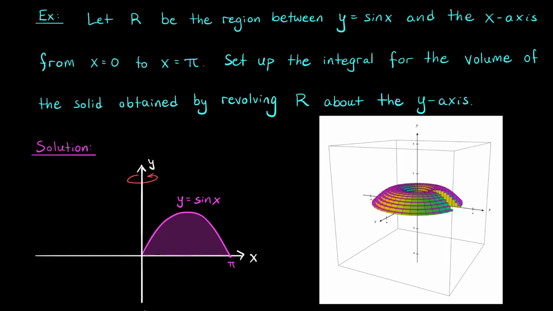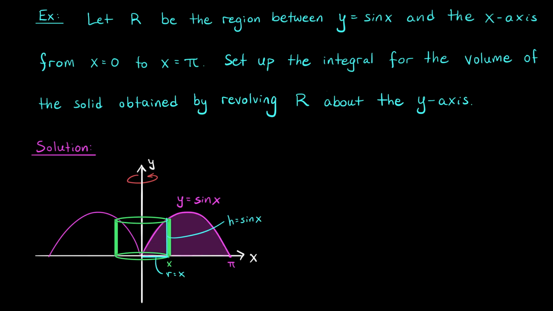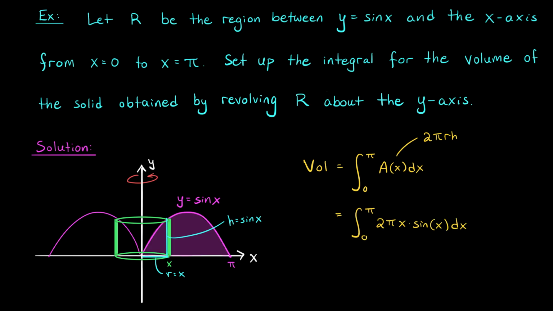Just as before, we're going to sketch the mirror image of our region on the other side of the y-axis, and we'll draw one cylindrical shell generated at some point x between 0 and pi. We can see from the picture that the radius of the shell is x, and the height of the shell is sine x. Thus, the volume of the solid is given by the integral from 0 to pi of A(x) dx, where A(x) is 2 pi r h, in this case 2 pi x times sine x dx. The question isn't asking us to evaluate this integral, but you can do it if you want some practice.